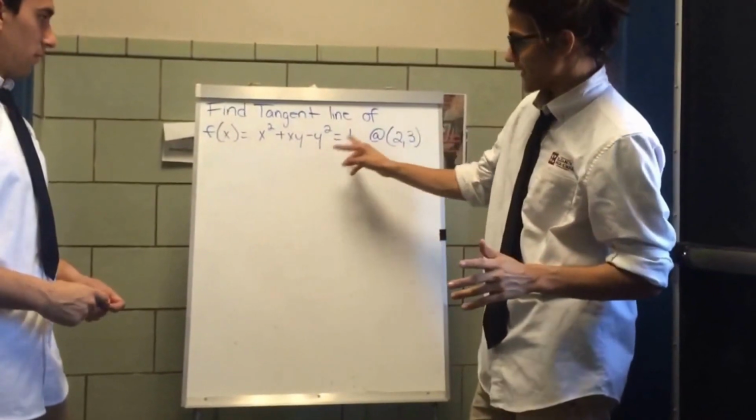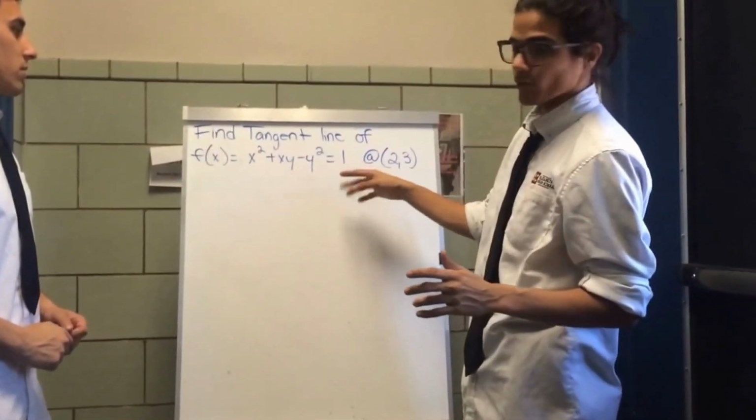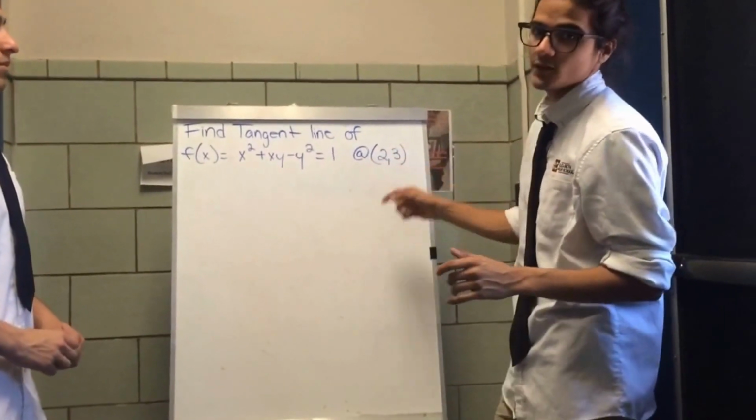Today, we're going to find the tangent line of f of x equals x squared plus xy minus y squared equals 1 at the point (2, 3).